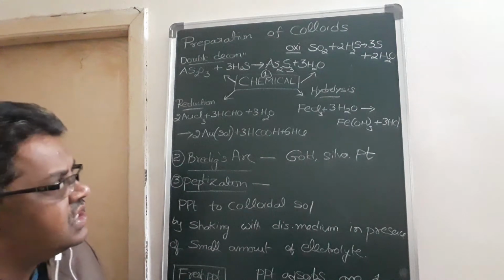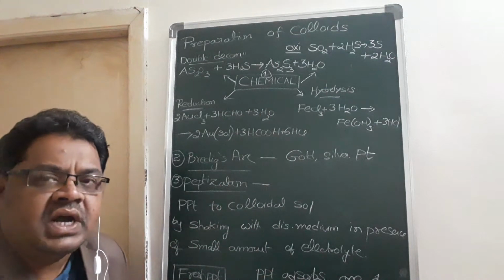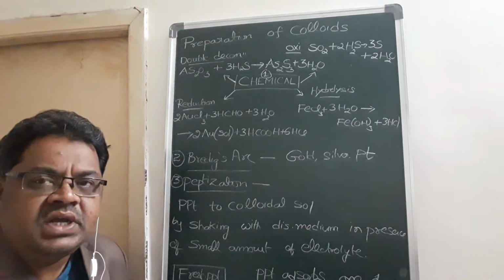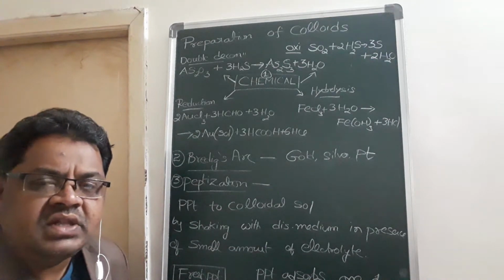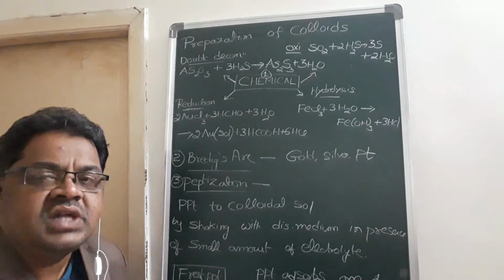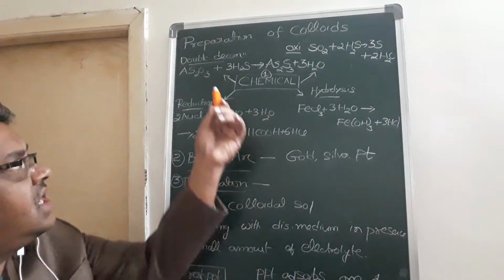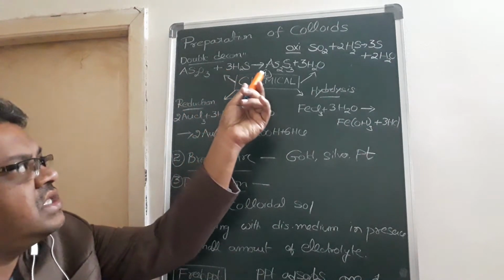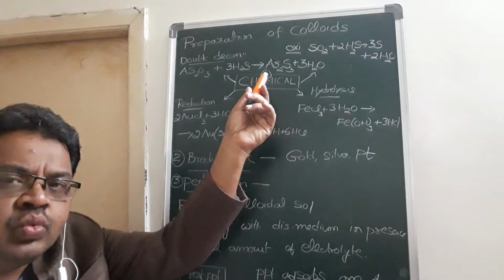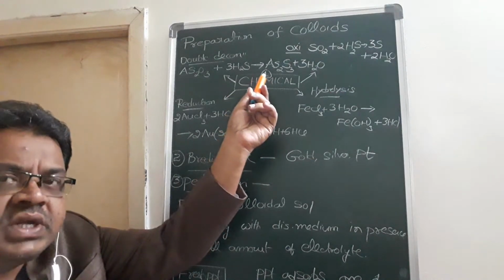If you see the general chemical methods, they have given the four main conditions. The first one is a double decomposition process, second one is oxidation, third one is reduction, and fourth one is hydrolysis. First you see the double decomposition. In that, As2O3 + 3H2S gives As2S3 + 3H2O. So here you will observe the preparation of As2S3 salt.